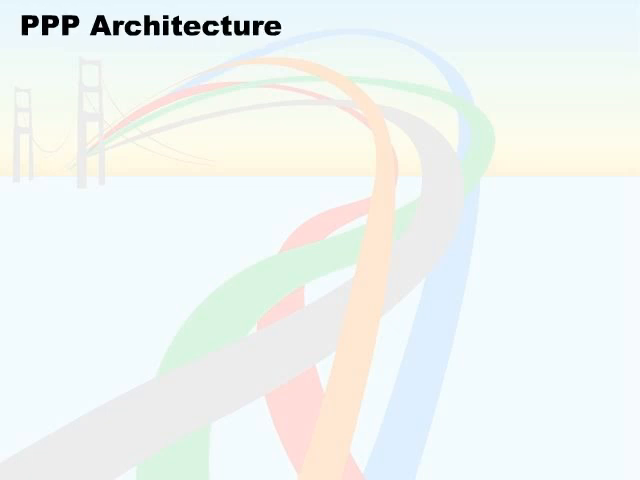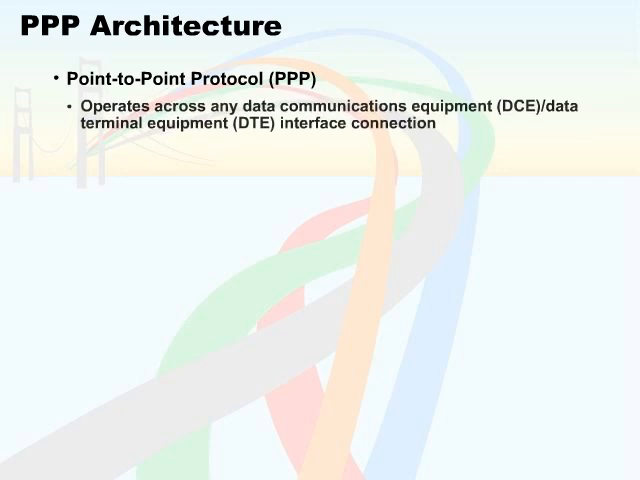The other type of point-to-point technology that we may choose, and most companies will standardize on, is what is known as PPP, the point-to-point protocol. The point-to-point protocol is designed to operate across any DCE or DTE interface connection. The data terminal equipment, which is normally the router, and any device that exists in the cloud, which is known as data circuit terminating equipment or data communications equipment. Those are normally the equipment interfaces that are identified by the providers.